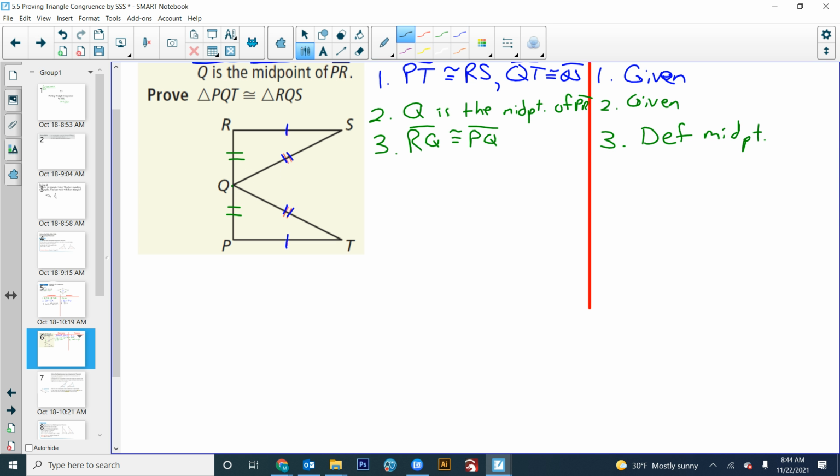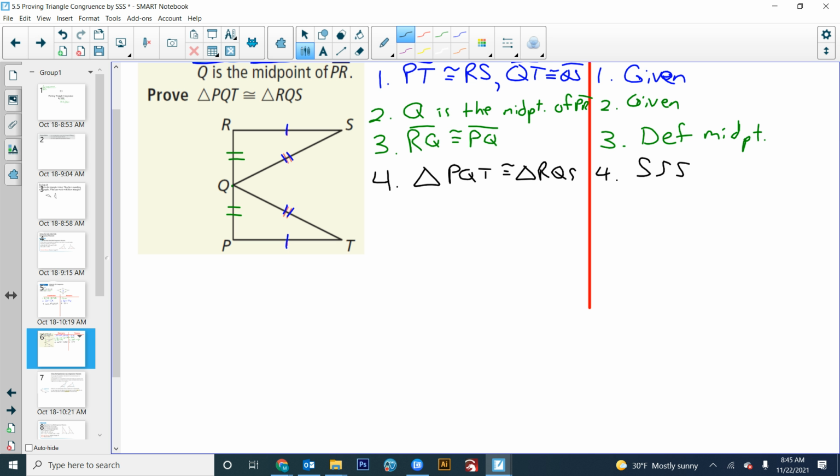All right. Well, look what we have. Triangle PQT congruent to triangle RQS by SSS. No vertical angles. No reflexive property. There's no overlapping sides. There's an overlapping vertex, but not overlapping sides or vertical angles. Do you guys agree with that? So midpoint is another one of those. Look for it. It gives you a pair of congruent sides.